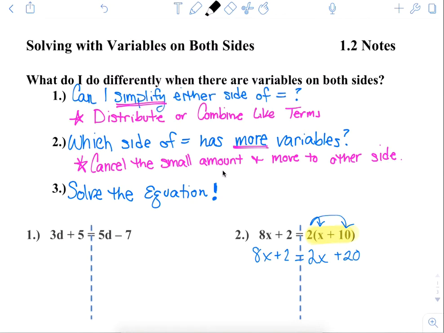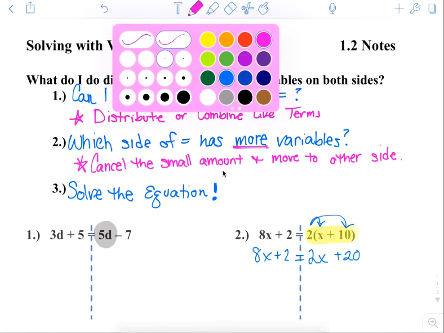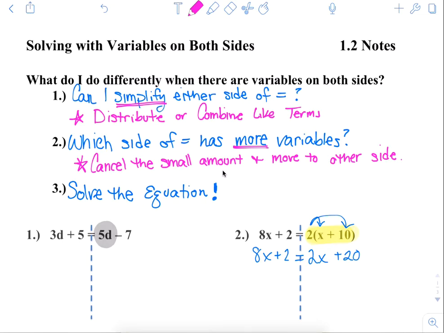Okay? All right, my second step is which side has the most variables. Now this is going to be more of a number in front of the x that you're looking at. So if I look at problem 1 and I say, okay, there's a d value on both sides, which number is more? Well, that's going to be the 5. So what we're going to do in that situation is ask ourselves, if I'm going to keep the 5 in the same place, that means I need to cancel out the 3 and move it over there with him. Well, how would I cancel out a positive 3d? I would minus it. I would subtract it away.